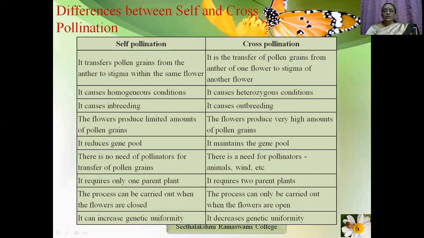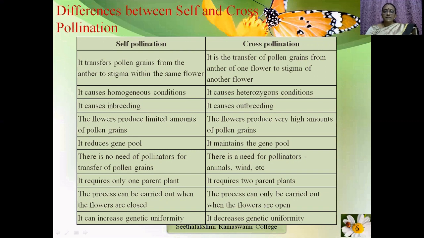So we have learned two types of pollination, namely self-pollination and cross-pollination. Here in this table, you can see the differences between self and cross-pollination. As we have already learned, self-pollination is the transfer of pollen grain from the anther to the stigma within the same flower, maybe the flower present in the same plant. Whereas cross-pollination is the transfer of pollen grains from the anther of one flower to the stigma of another flower present in a different plant, allogamy.